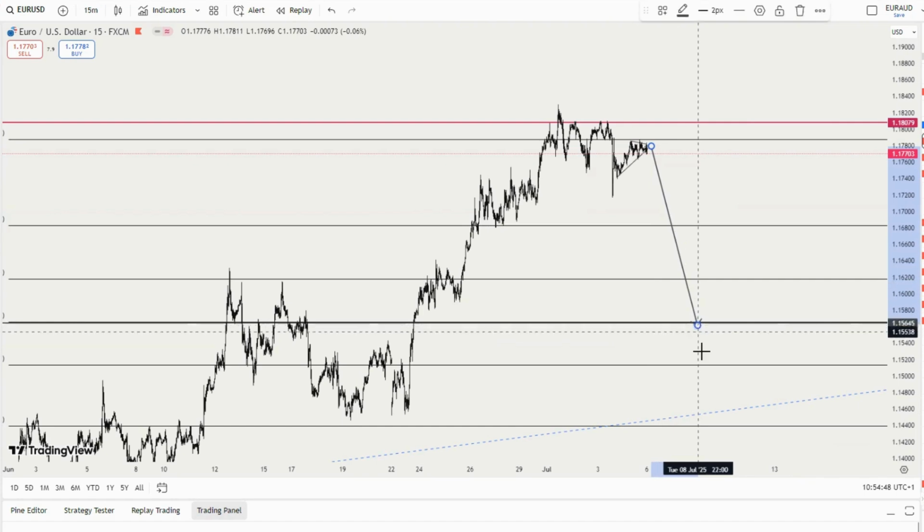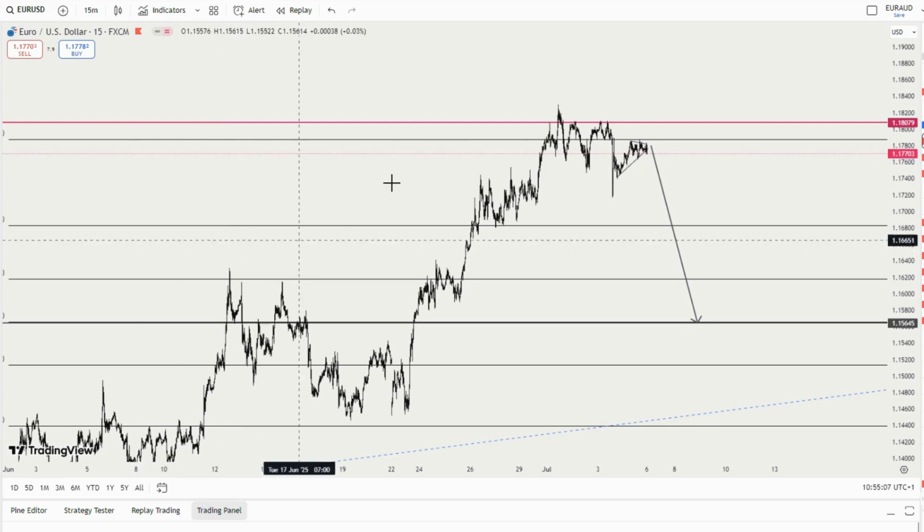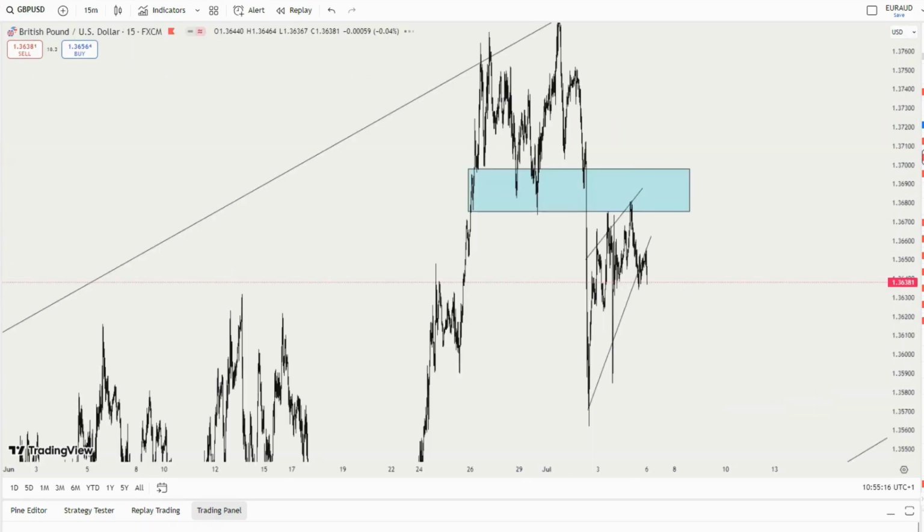So that's why I'm saying that the NFP that dropped on Thursday might have a significant effect next week. And then we'll see dollar strength coming into play next week. But the long-term bias is US dollar weakness. So the next pair I want to check is GBP/USD.